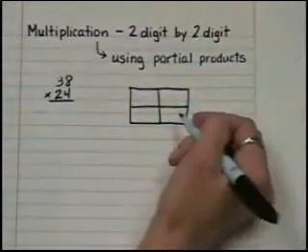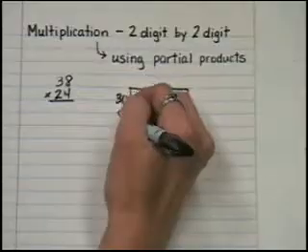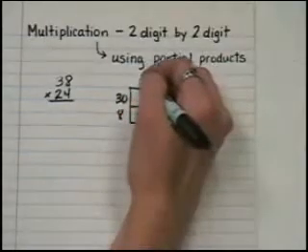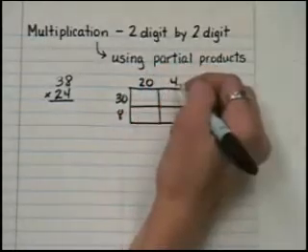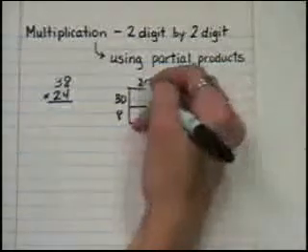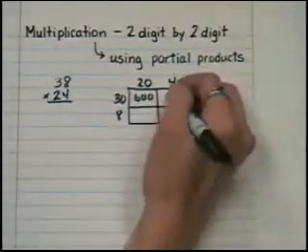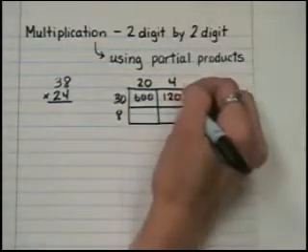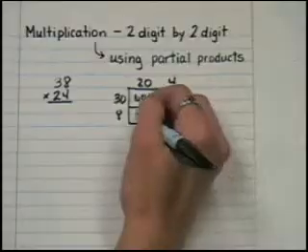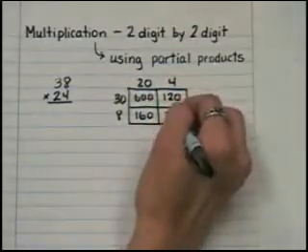breaking each number into tens and ones. 38 becomes 30 and 8. 24 becomes 20 and 4. We then solve the problem using partial products. 30 times 20 is 600. 30 times 4 is 120. 8 times 20 is 160. And 8 times 4 is 32.